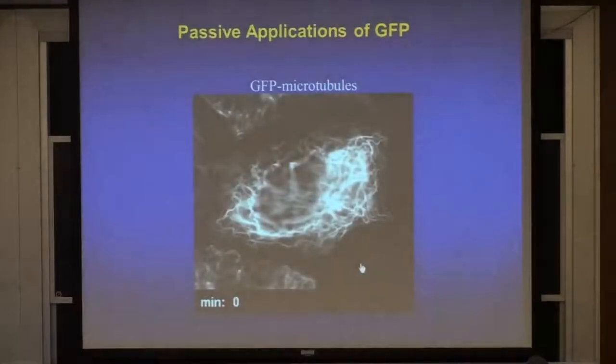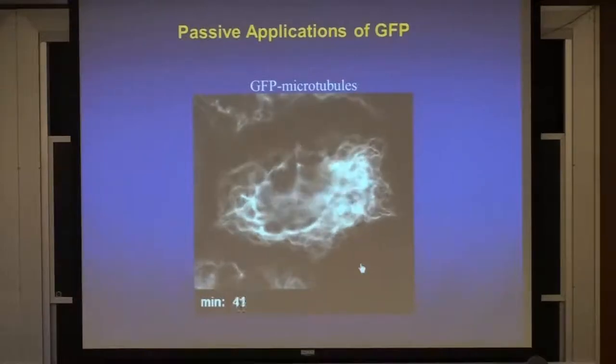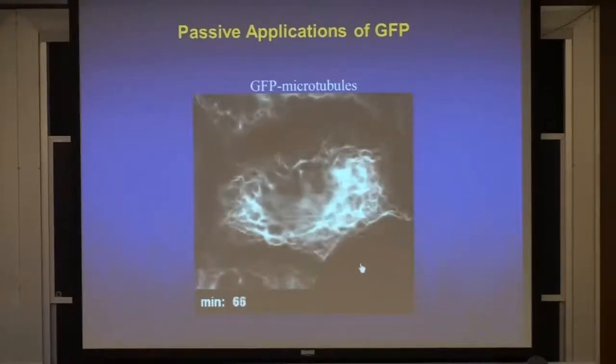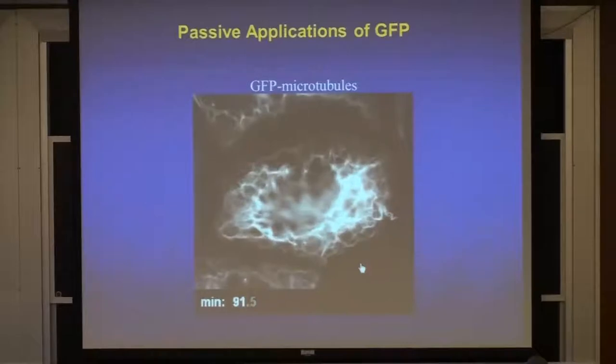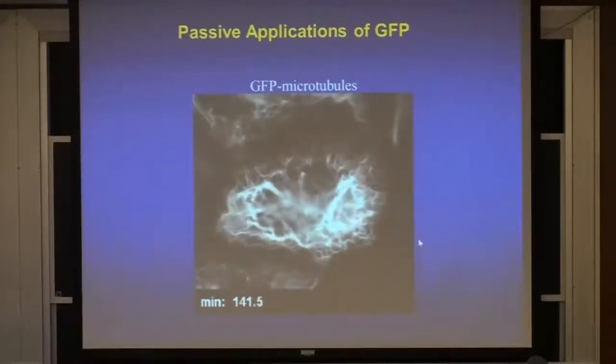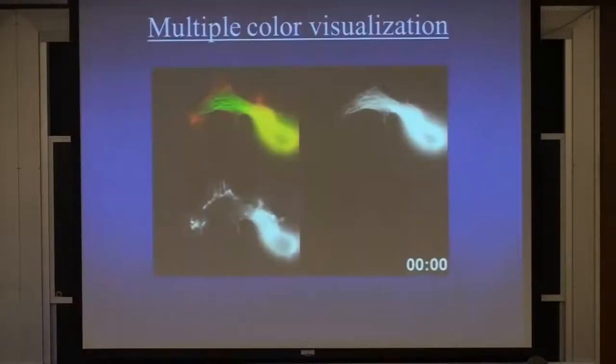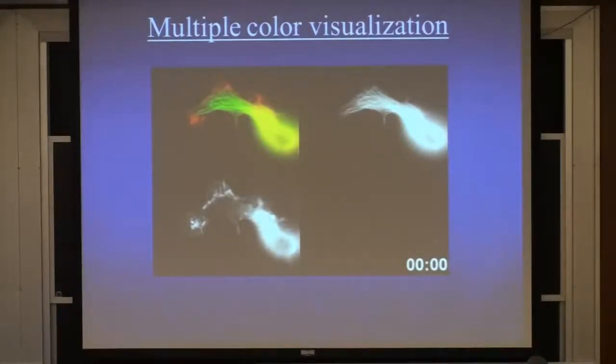So I just want to show a movie, as you can already see from other speakers. Without GFP, it would be very difficult for you to see the dynamics of these cytoskeletal microtubule filaments. With different color fluorescent proteins, of course, you can also visualize multiple cytoskeleton components simultaneously, such as in this neuronal cell. This movie somehow cannot be played, but I just want to describe it.